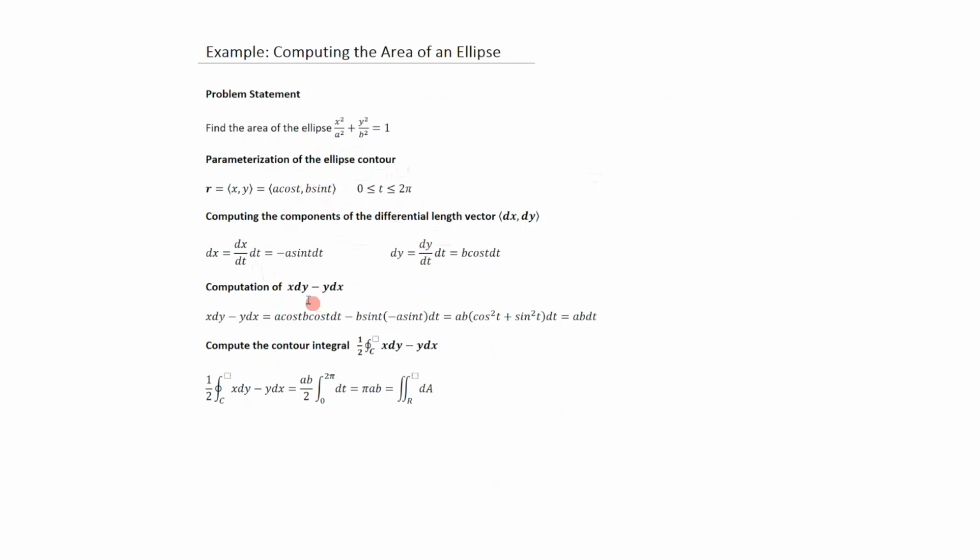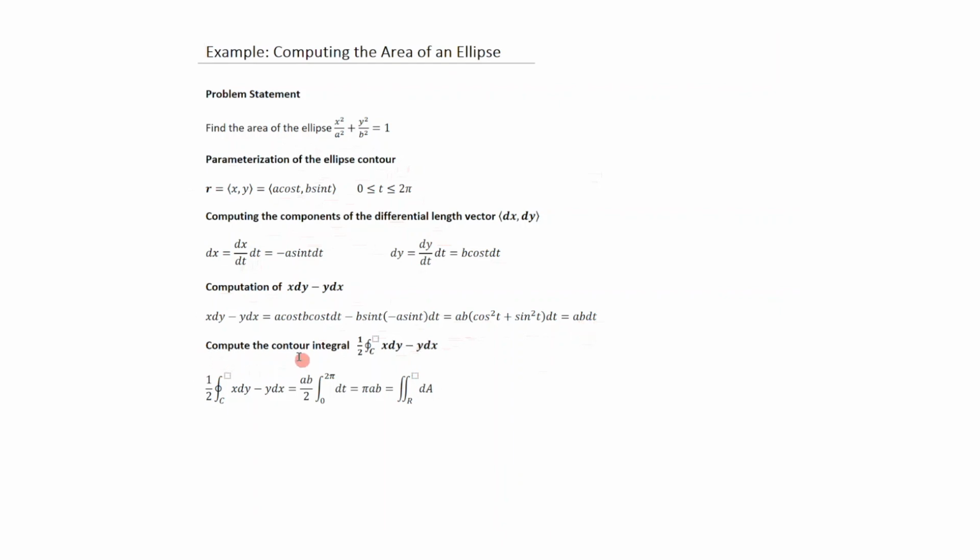The next step is to compute x dy minus y dx. And so we know what dx and dy are. Here they are. We have x and y. We know what that is because x is a cos t and y is b sin t. So making the substitution for this and for this, which is what you see here, that is this term and this is this term. Simplifying, you end up with this equaling ab dt.